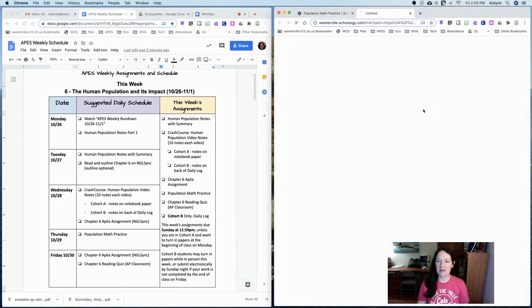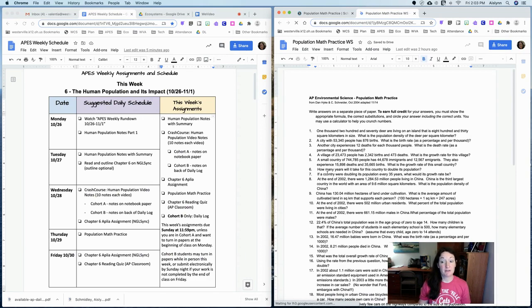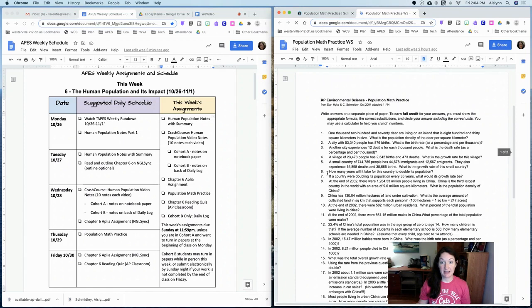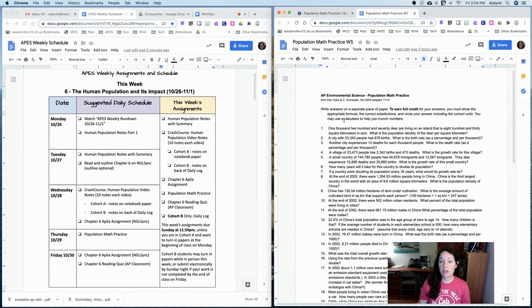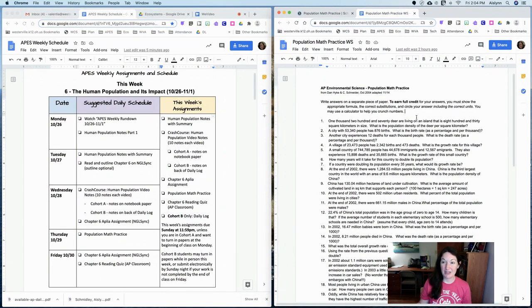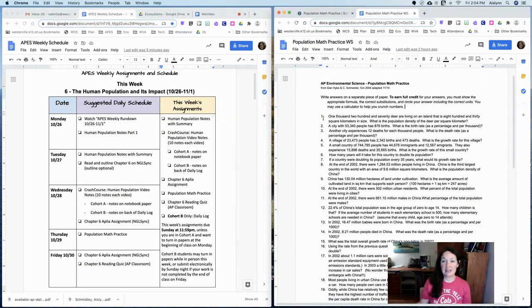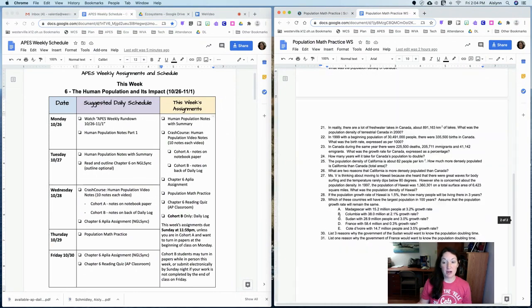This is a handout that you picked up in the classroom. And there are a number of different math problems that will use the equations that you got during the notes presentation. So to earn full credit for your questions, you do need to show the formula, the correct substitution, and then circle the answers with the correct units. It used to be that you had to do this without a calculator, but now the AP test does not prohibit calculators. So you can use that while you're working on these problems.